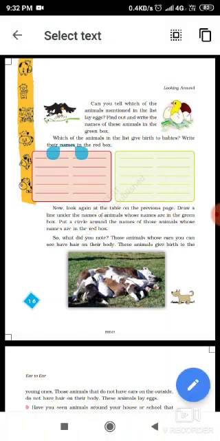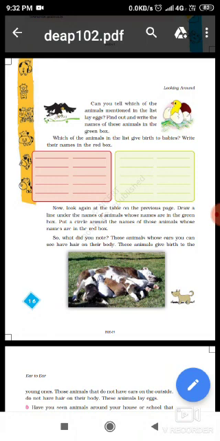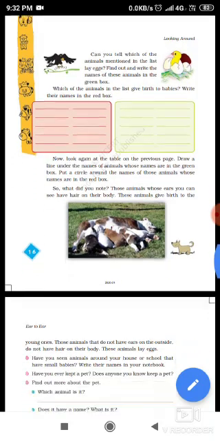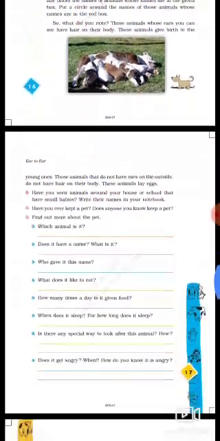So what did you note? Those animals whose ears you can see have hair on their body. These animals give birth to young ones. Those animals that do not have ears on the outside do not have hair on their body. These animals lay eggs.